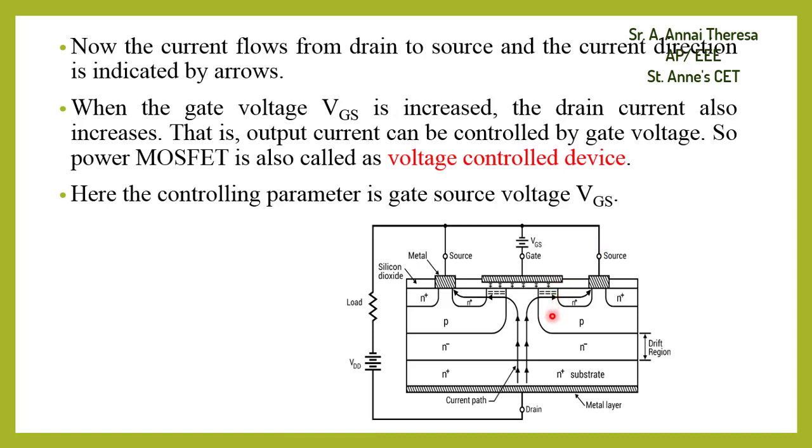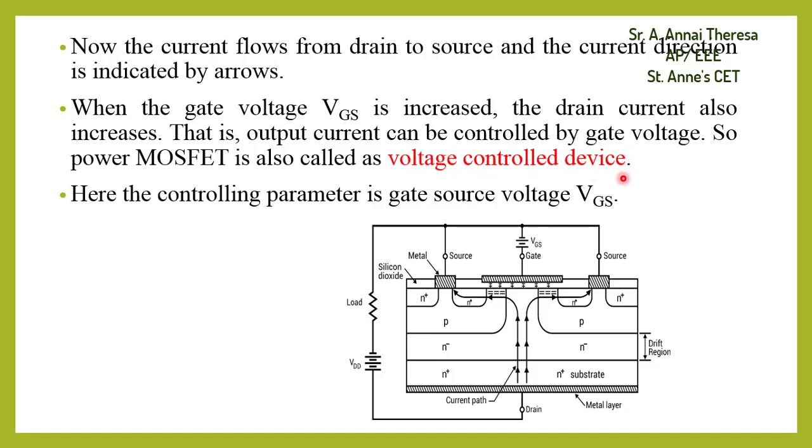Because of this, there will be a current flow, a drain current, from drain to source, indicated by the arrow. So when the gate source voltage is increased, the drain current also increases. That's why this power MOSFET is called a voltage controlled device.